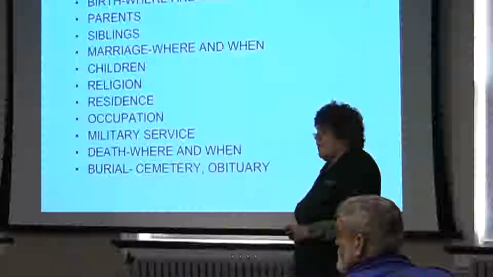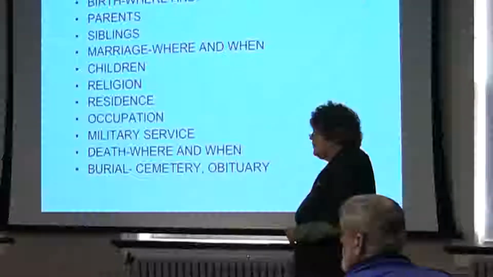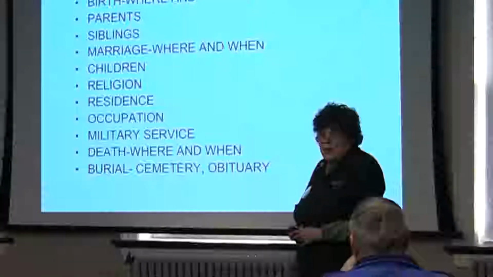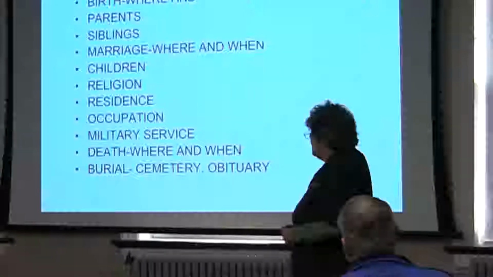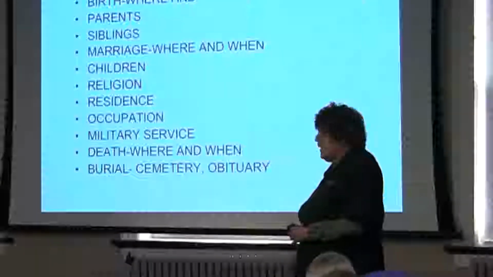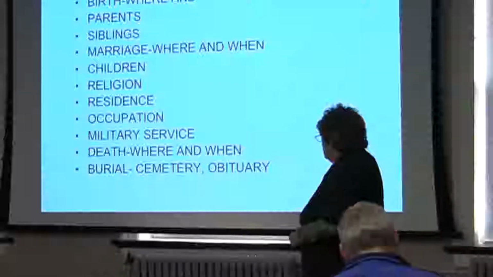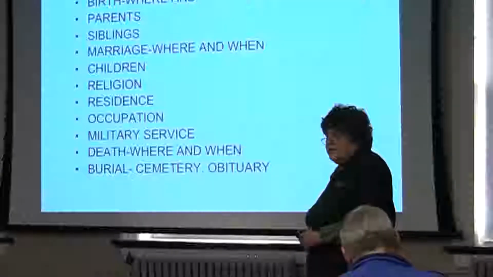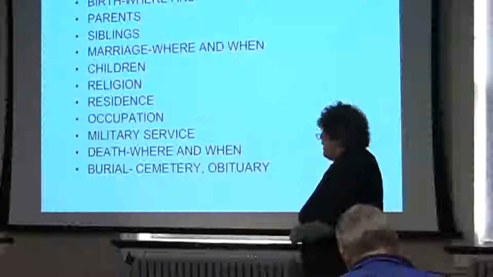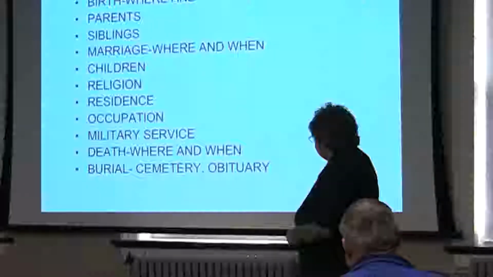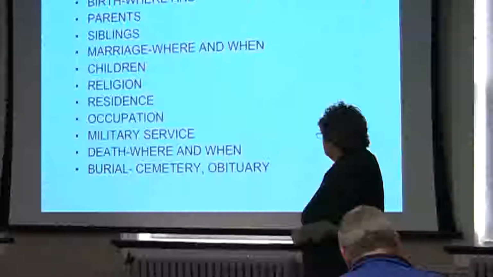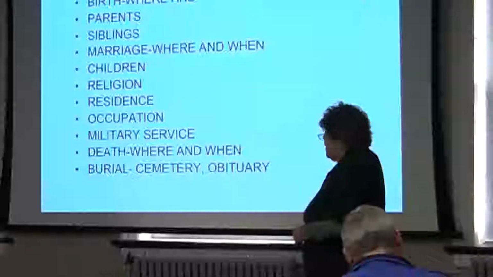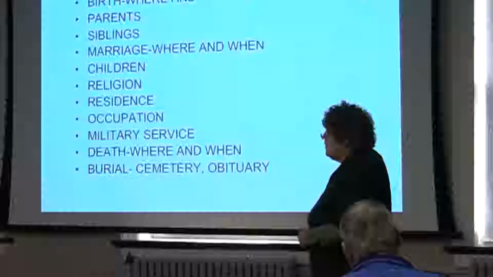What kind of information are you going to want to look for? Birth records, you know, where and when someone was born, the names of their parents and siblings. You want to know when they got married and where that took place, whether it was in the church or the justice of the peace, or what denomination of the church they were married in. The names of their children, their religion, where they lived in different places over the years, their occupation, what kind of work they did, and where they worked.